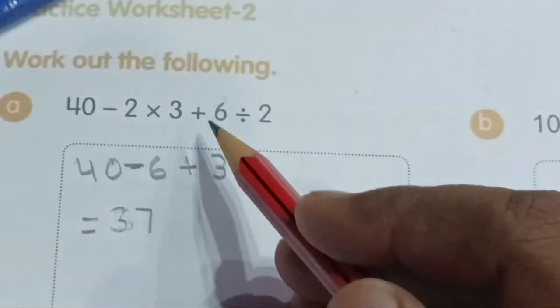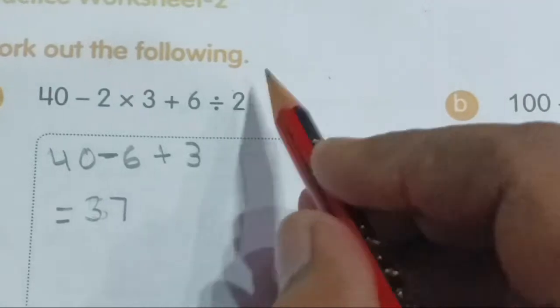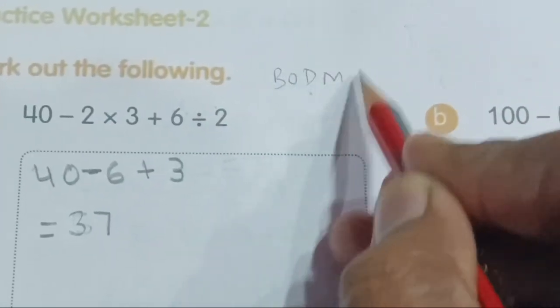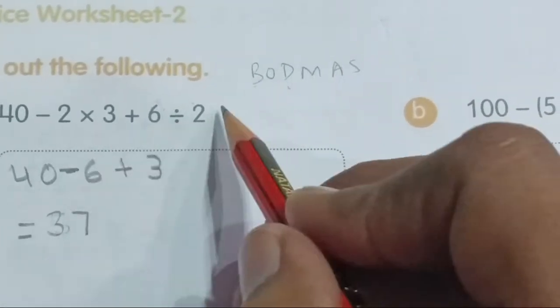Mass sums. Which sums? BODMAS. In BODMAS, what do we do? What do we find? BODMAS, right? First of all, B for bracket, there is not any bracket.